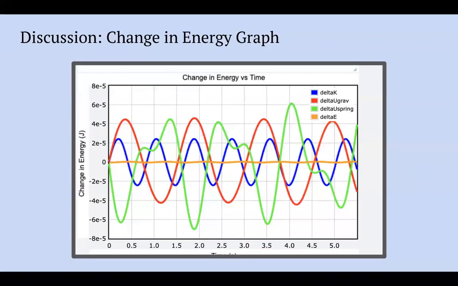This is the resulting change in energy versus time graph. As we can see, the total change in energy, the orange line, stays at around 0, suggesting no change in the total energy for the entire motion of the mass. Delta K and delta U graphs both oscillate.